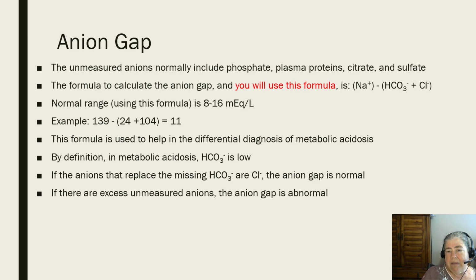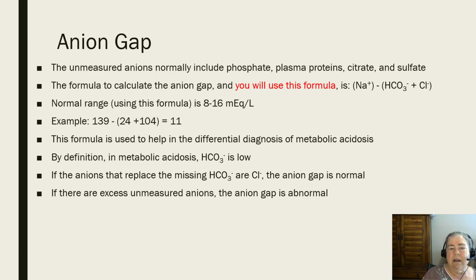A normal sodium is about 140. A normal bicarb is about 24. A normal chloride is around 100 or a little higher. And so 139 minus the sum of 24 plus 104 is 11, which is a normal anion gap. In metabolic acidosis, bicarb is going to be low.